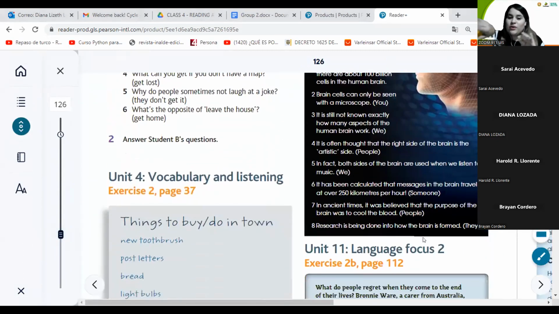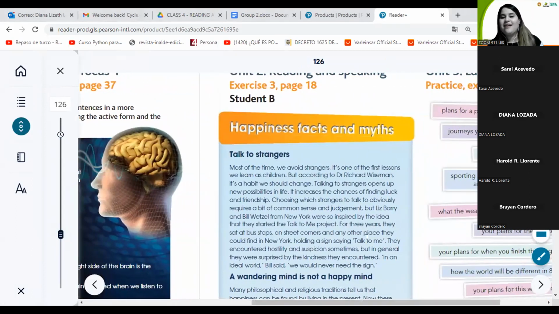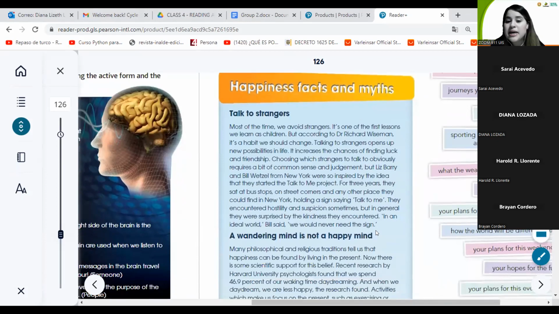Yes. No, on the other side. Like that one. Happiness. And then we have talk to strangers, and wandering mind is not a happy mind. Okay, so, teacher, with that text and the previous one, you're going to answer the questions. Okay, teacher. Thank you. I'm sorry that I forgot to.